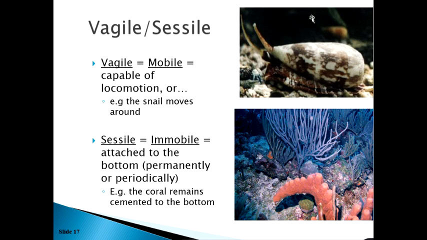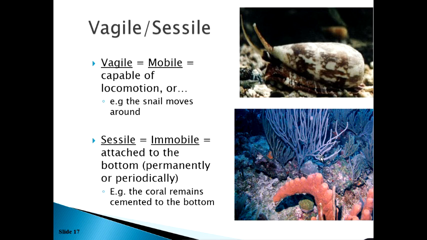The upper right picture here, there's a snail. This is the beautiful conus snail. It moves, and all of you know that snails move at a snail's pace. They are the poster children for slow movement of things. They still move. The snail can slime its way across the seafloor. The snail in your aquarium can slime its way slowly from one place to another. It is mobile. It is capable of locomotion.